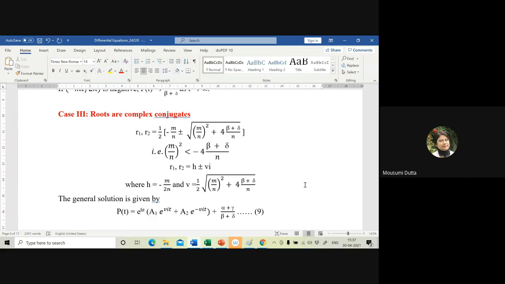Everyone? If the roots are complex conjugates, can we write the things in this way? Yes, ma'am. Everybody is understanding this? Yes, ma'am. The real part, minus m by 2n, I am writing as h, and the other part where there is the complex number, I am writing as vi. The plus minus sign is already there. So we can present it as h plus minus vi.